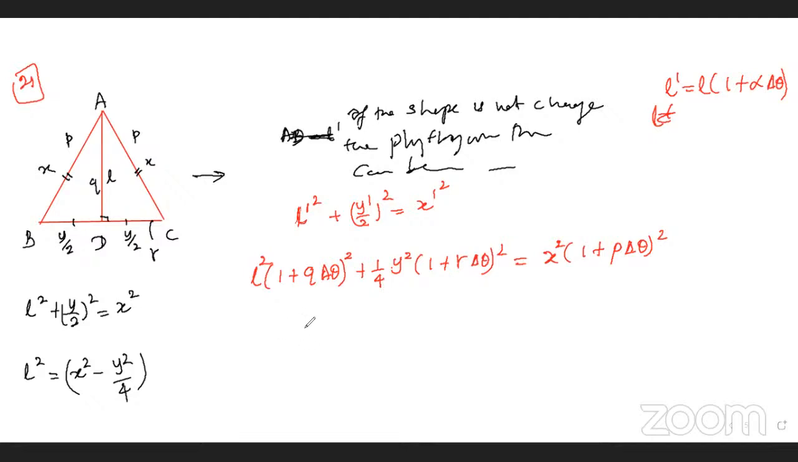Then simplify again. For small values, this becomes 1 plus 2q delta theta for L, and y times 1 plus 2 r delta theta.